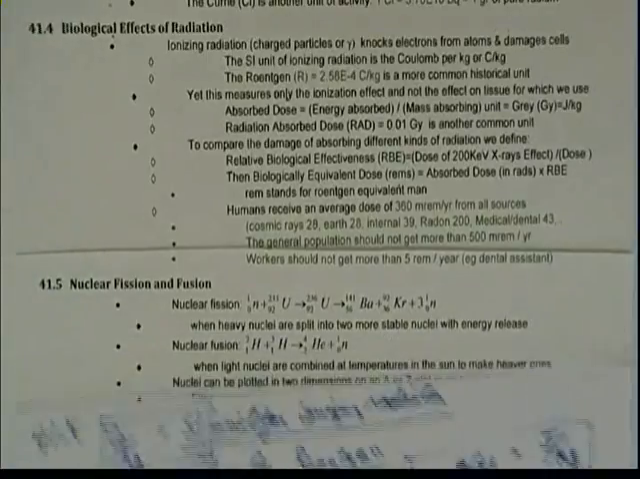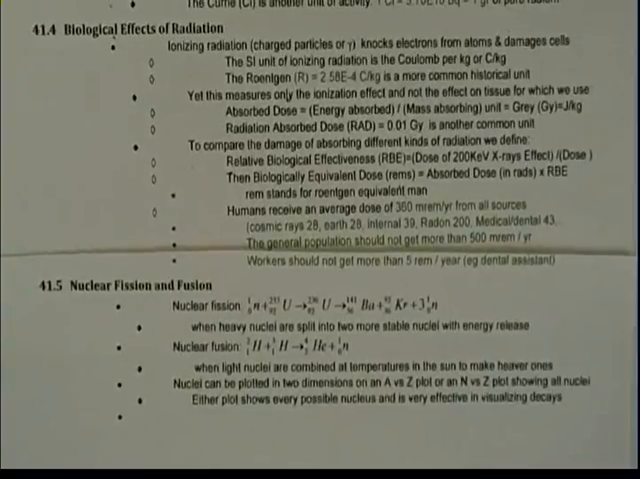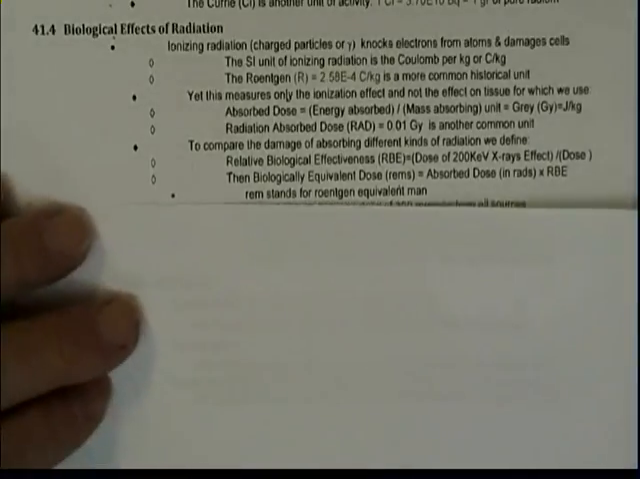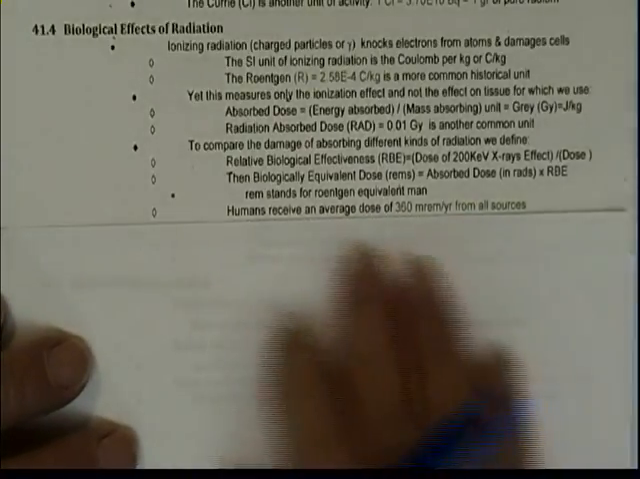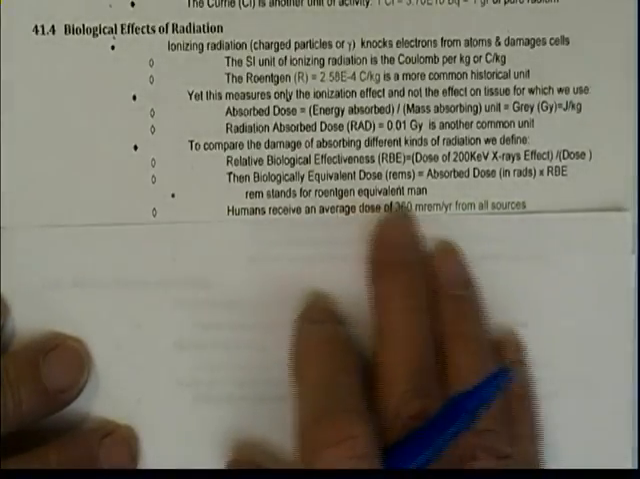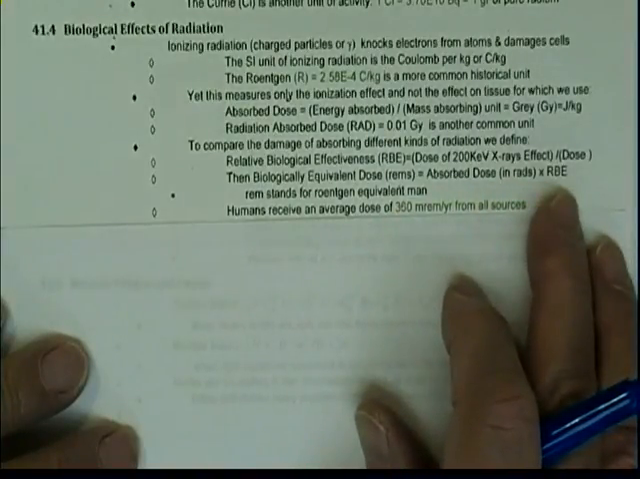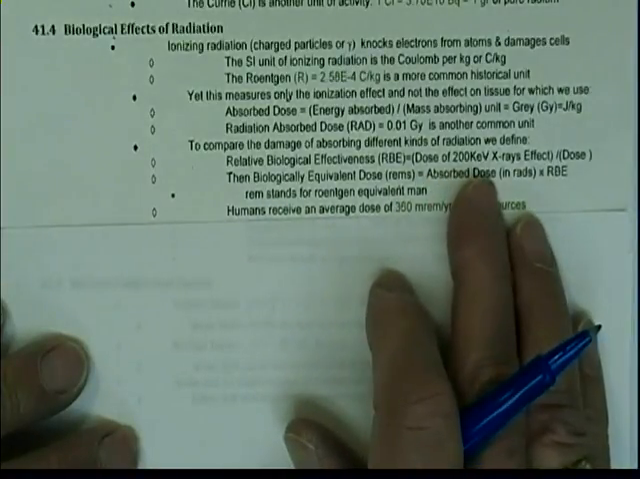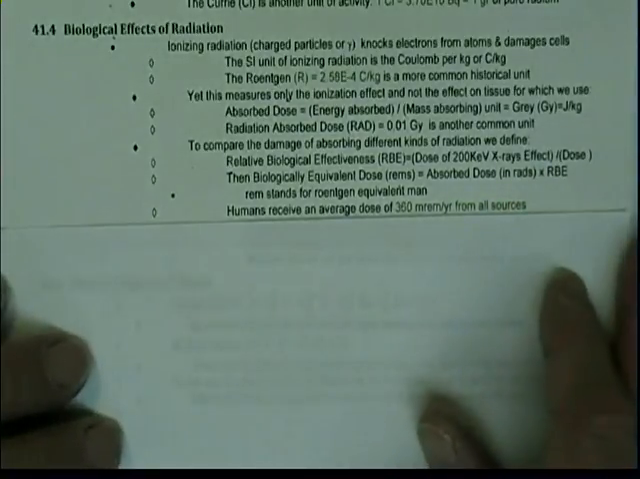Now let's go to humans and see what happens with humans and so forth. I believe I can see that on this page. I'll just have to turn this over so we can get to it. So now we're talking about REMs, and REM is a Röntgen equivalent man. It's your absorbed dose in rads times your relative biological effectiveness. And the relative biological effectiveness is equivalent to a dose of 200 keV X-rays. Kind of getting complicated.